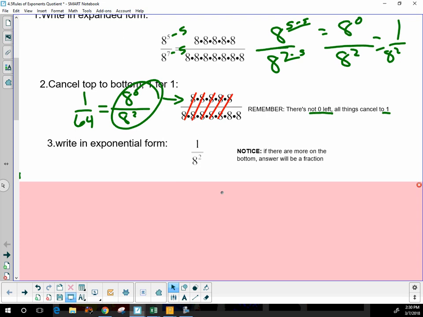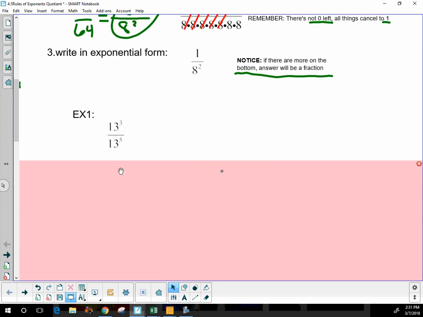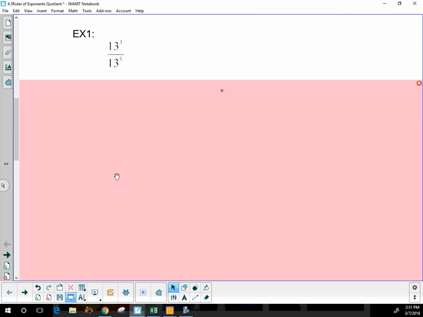And then you write it back in exponential notation. If there's more on the bottom, the answer will be a fraction. If there's more on the top, it'll simplify. And we'll take a look at how that works out, okay? Let's take a look at these. It's not too dissimilar. So you can start writing these out in expanded form.